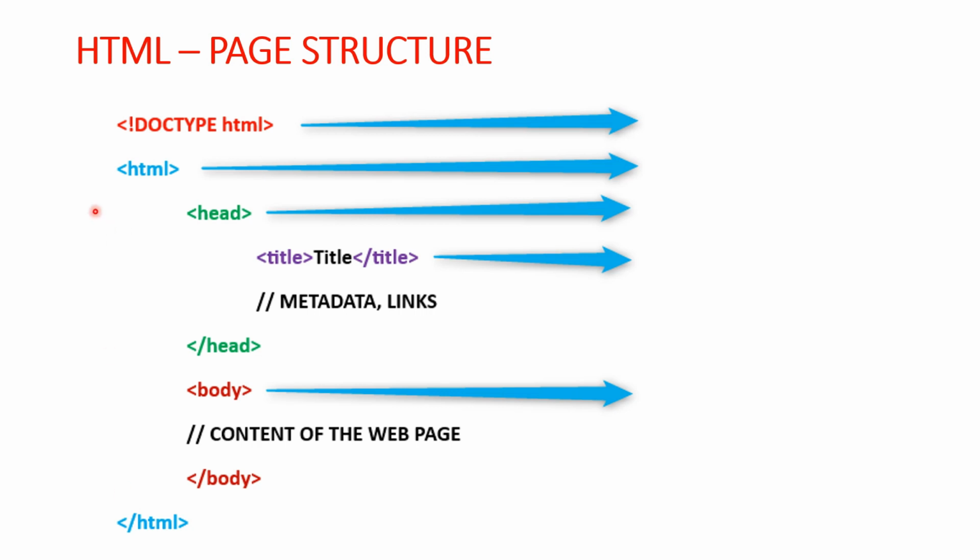This is the HTML page structure, and at the top we have the doctype declaration, which tells the browser what HTML version the page is written in. And we have the root element.